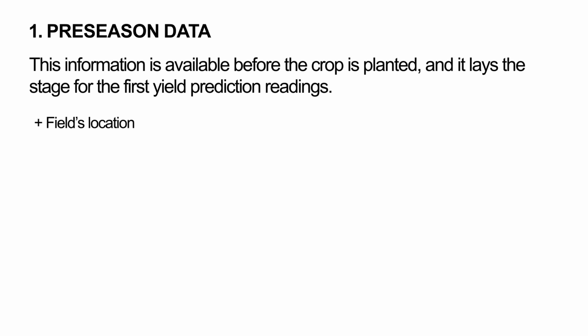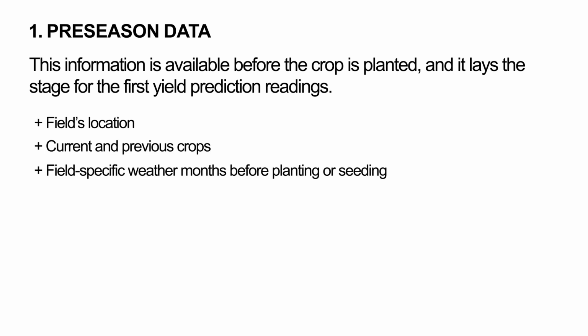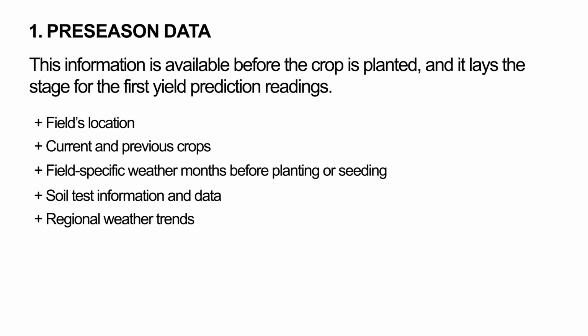Data such as a field's location, current and previous crops, field-specific weather months before planting or seeding, soil test information and data, and regional weather trends over the last decade are all combined to provide insight into how to start the season with accurate yield numbers to anticipate.